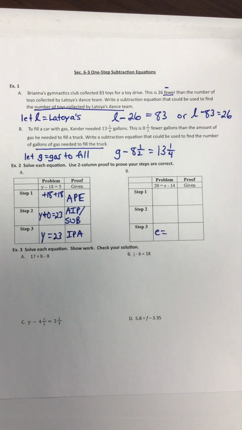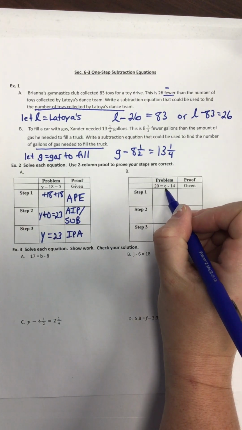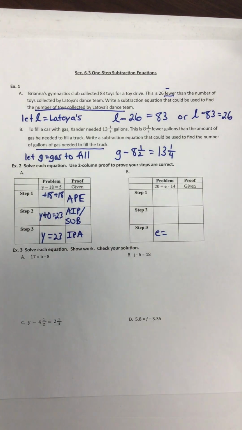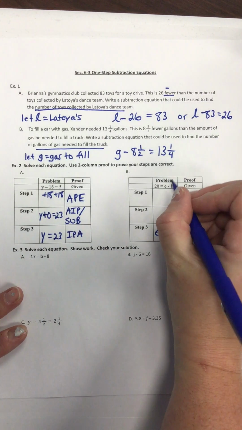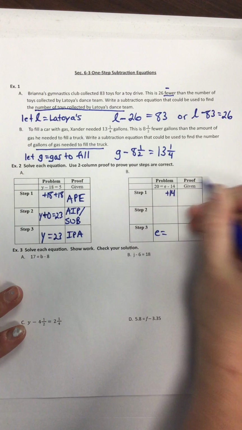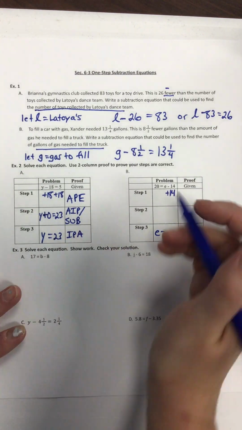Okay, go through the next one here a little quicker. So 20 equals e minus 14. I'm taking away 14 from e, so the opposite of that would be to add 14. But if I add 14 to one side, I've got to add 14 to the other side.